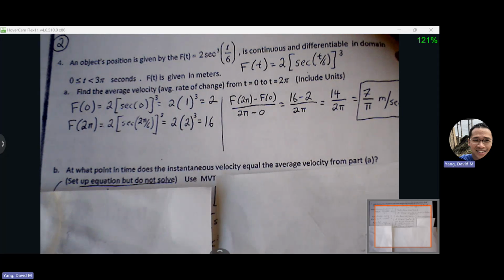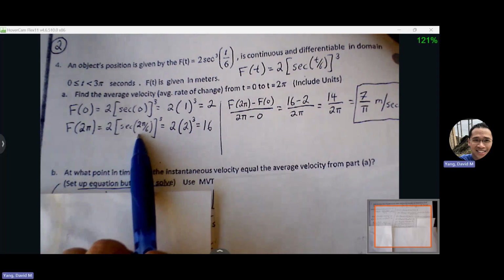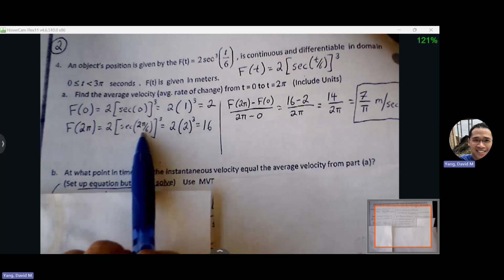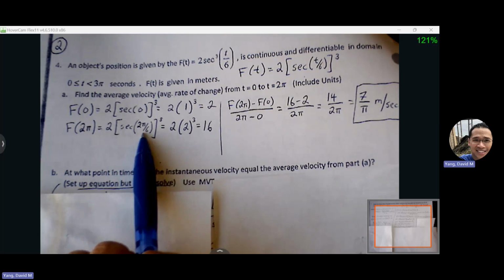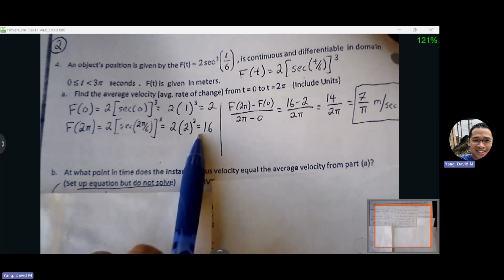F of 2 pi. Secant of 2 pi over 6, the same thing as secant of pi over 3. Secant of pi over 3 is related to cosine of pi over 3. Cosine of pi over 3 is 1/2. Flip that, you get 2 over 1. So 2 cubed is 8. 8 times 2 is 16.